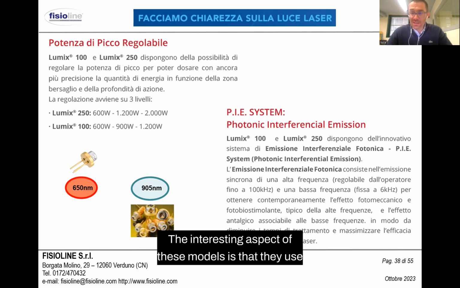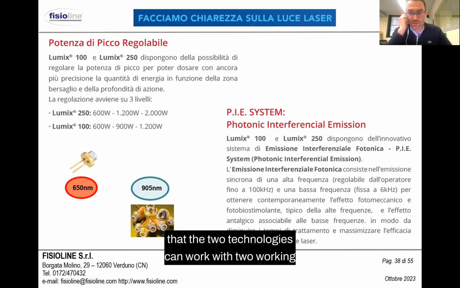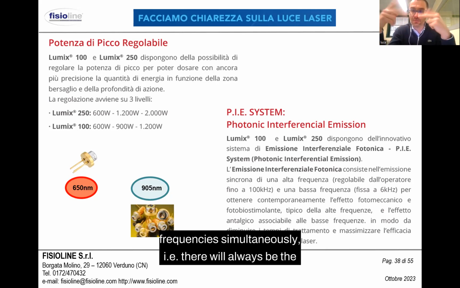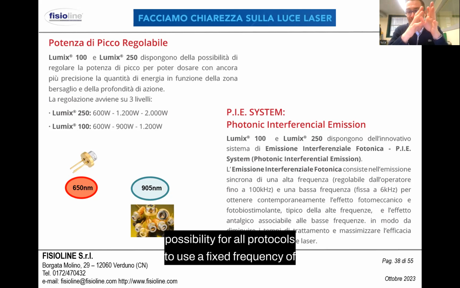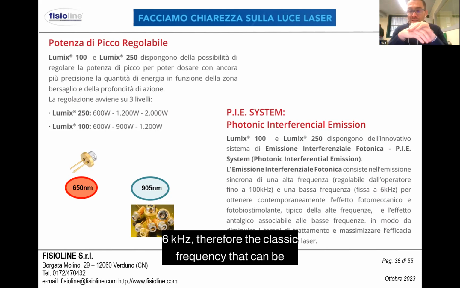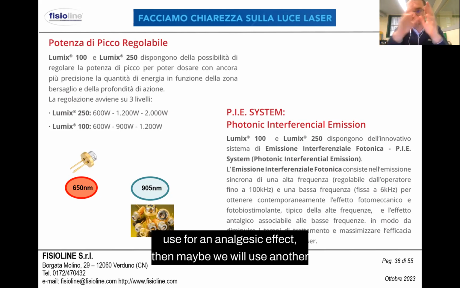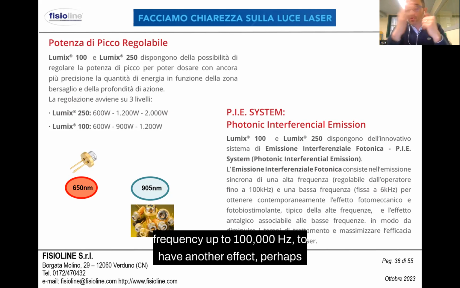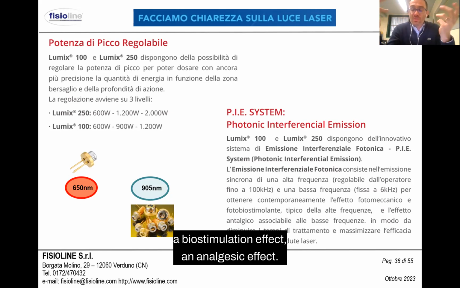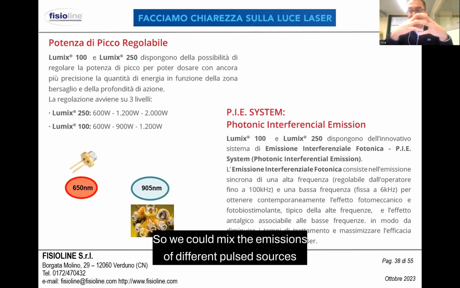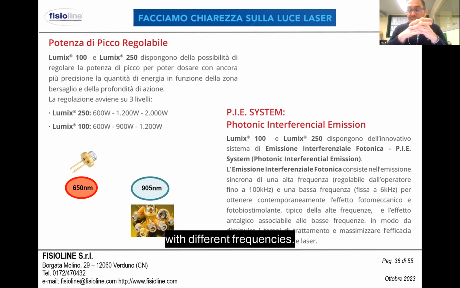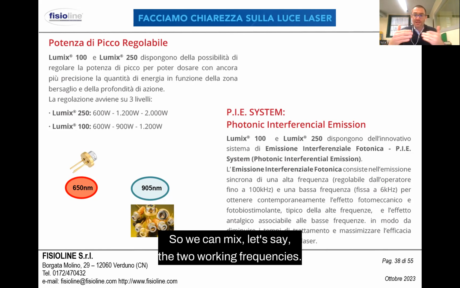The interesting aspect of these models is that they use the photonic interferential emission system, in the sense that the two technologies can work with 2 working frequencies simultaneously. There will always be the possibility for all protocols to use a fixed frequency of 6 kHz, the classic frequency used for an analgesic effect, and then maybe we will use another frequency up to 100,000 Hz to have another effect, perhaps a biostimulation effect. So we could mix the emissions of different pulsed sources with different frequencies. So we can mix the 2 working frequencies.